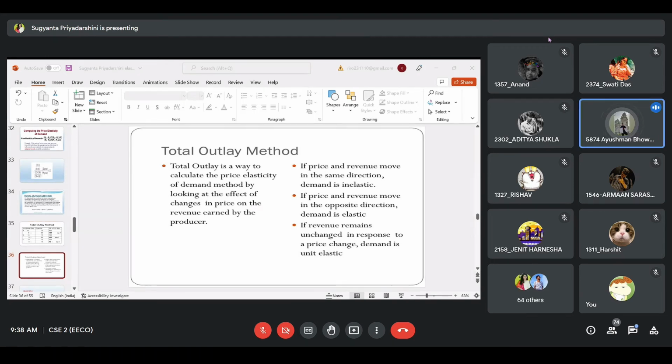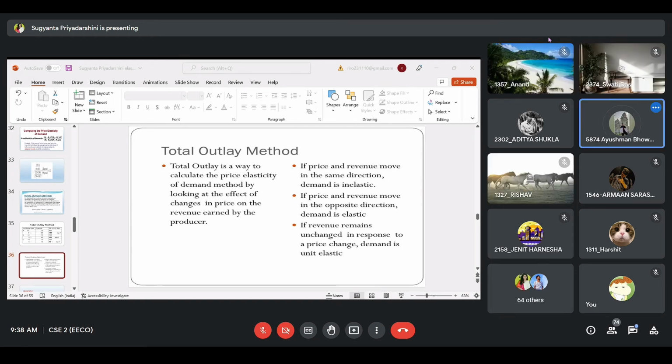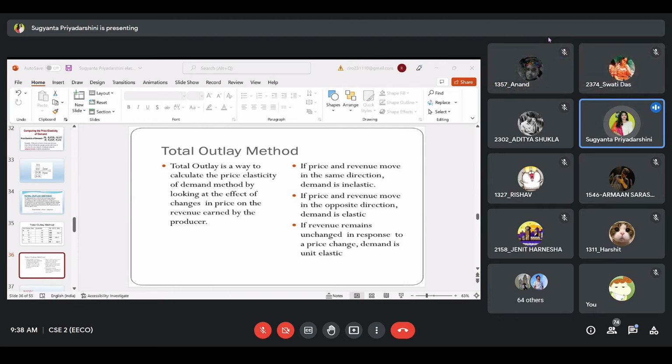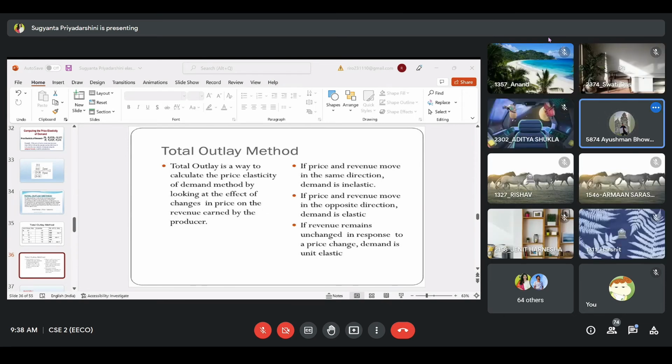Ma'am, could you please explain what is unit elastic? Ayushman, I'm failing to hear you. Could you repeat it? Ma'am, could you please explain what is unit elastic once more? What is unit elastic, or what is total expenditure in case of unit elastic? No. What is unit elastic? What does unit exactly mean?